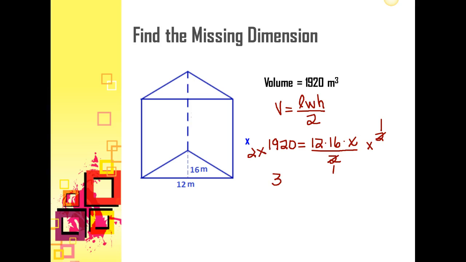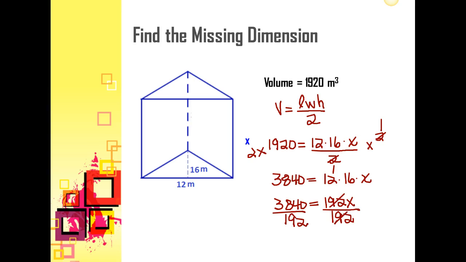I'm going to start by multiplying both sides by 2. This gives us 3,840 equals 12 times 16 times x. Next, we can replace 12 times 16 with 192. To solve for x, we will then divide both sides of the equation by 192. This gives us a result that 20 meters equals x, which is the height of the triangular prism.